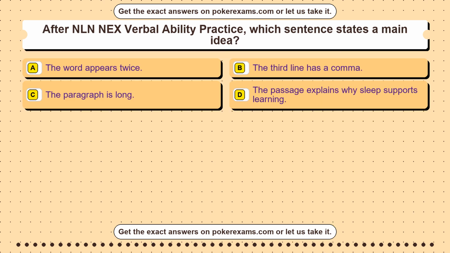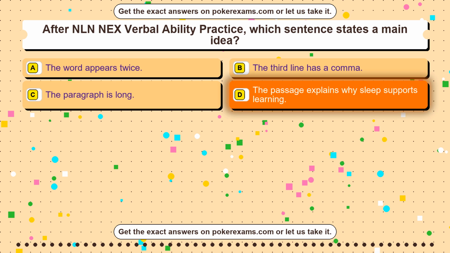Question 6. After GED statistics practice, which point is on the y-axis? Option A, 5, 0. Option B, 3, 2. Option C, 4, 4. Option D, 0, 5. The correct answer is option D, 0, 5.